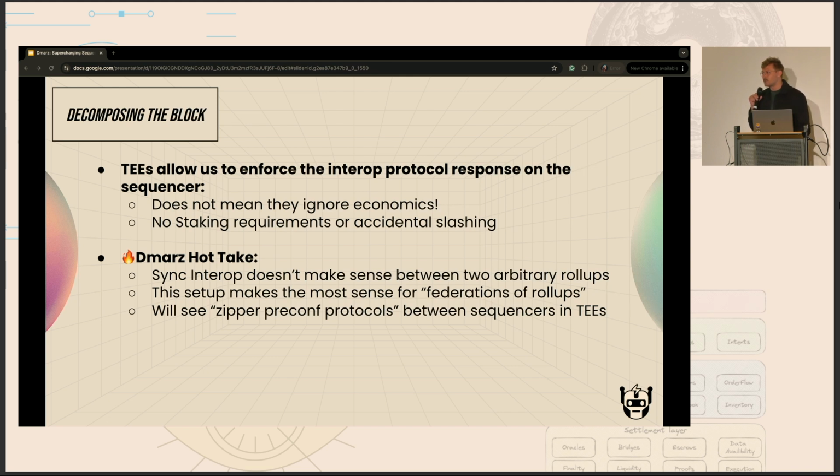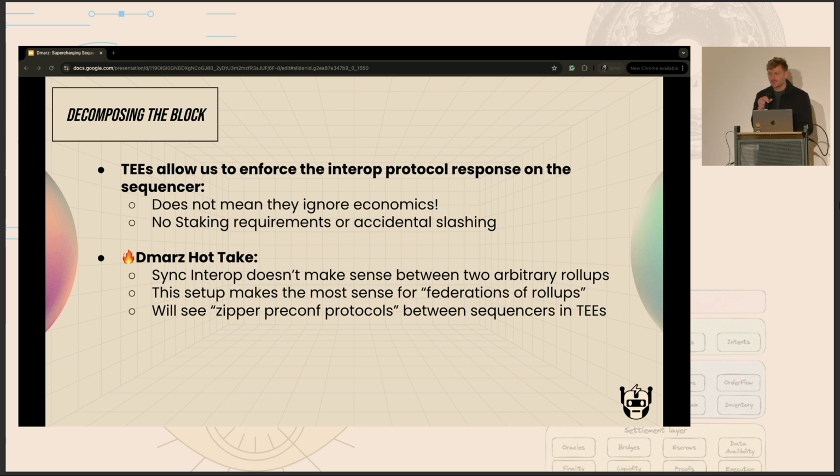This does not mean we ignore economics and they will just magically insert all interop messages. This solely means that if a sequencer gets a message from another sequencer in a TEE, it can be much more confident that that sequencer is actually including that message. There's also no staking requirements or accidental slashing in this approach, which is just more capital efficient.